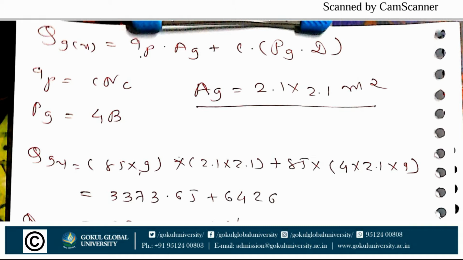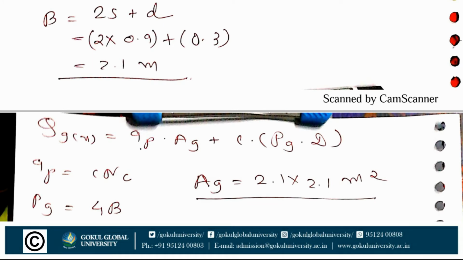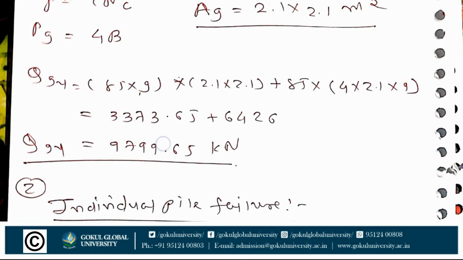AG is equal to area of block, PG is equal to perimeter of group, QP is equal to CNC, PG is equal to 4 times B, and B we already calculated. AG is equal to area of group, B into B, and what is B? 2.1 meter. So area is 2.1 meter by 2.1 meter square. Put this value in the equation, so we can get the QGU value: 9799.65 kilonewton. Okay, so this calculation is done by block failure.